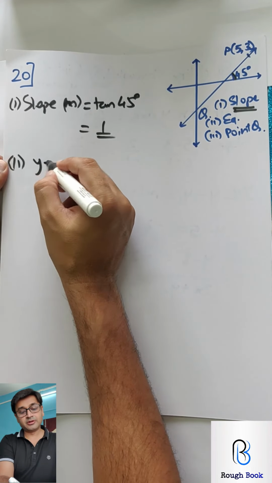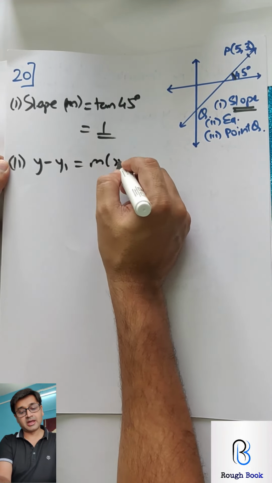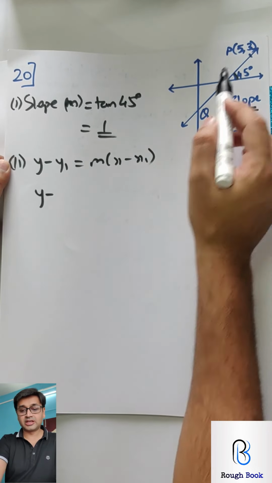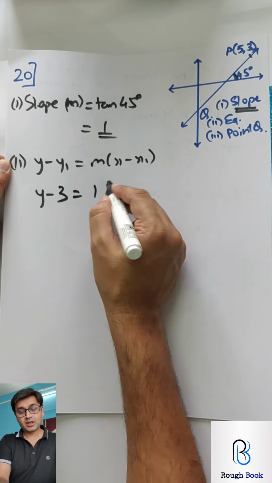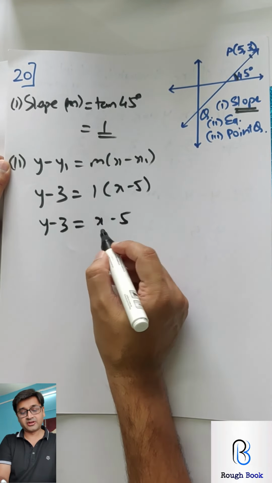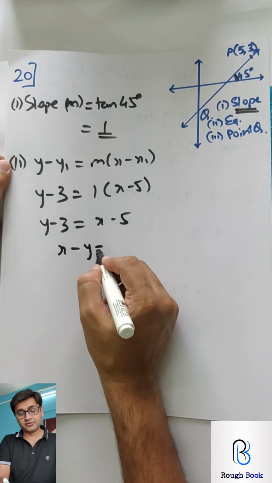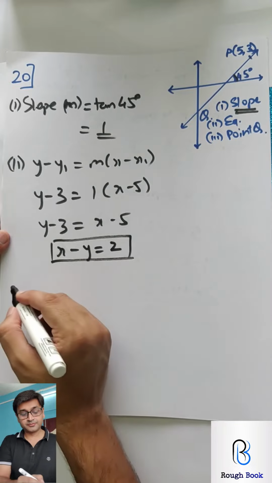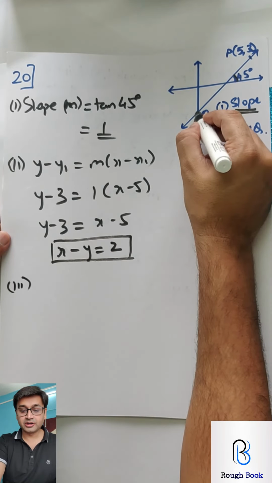Now the equation of the line. So the equation will be y minus y1 equals m times x minus x1. So y1 is there, so y minus 3 equals 1 into x minus 5. So I will get this, x minus 5. So x stays there, y comes here, 5 goes there, I get this as 2. So I've got the equation. And now they say find this point Q.